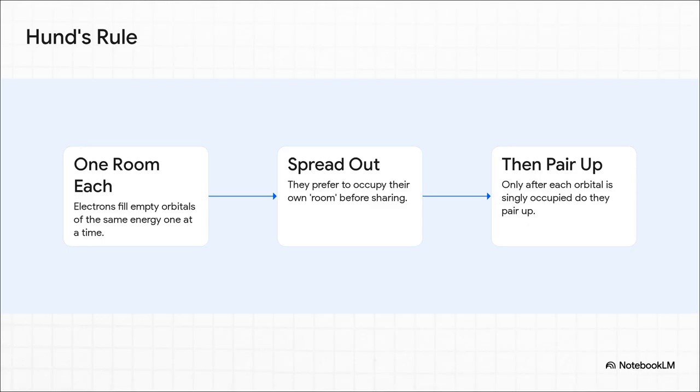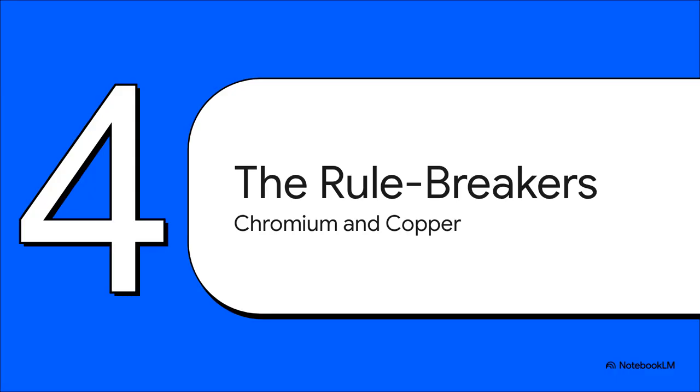And finally, there's Hund's rule, which I personally like to call the roommate rule. Basically, when electrons move into an apartment that has multiple empty rooms of the same energy, like a p or a d sublevel, they prefer their personal space. Each electron will grab its own empty room before they're ever forced to pair up and share. So there you have it. Those are the rules. Fill from low to high, no duplicates, and spread out before you pair up.